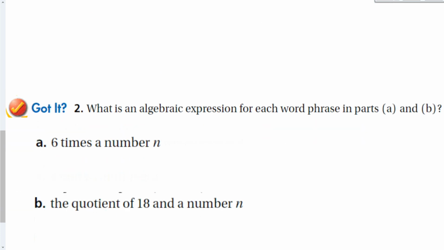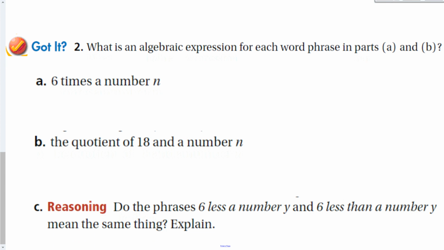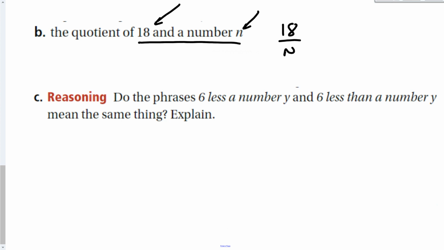A couple different ones down here. So what is the algebraic expression for each word phrase in parts A and B? 6 times the number n, going to be 6n. The quotient of 18 and the number n. Now this one is slightly different than the one before because now we're going to put 18 on top. So you have to be careful when we're dealing with quotients, that's the first thing, that's the second thing. And that's something that we can look at right here in the third one, in the reasoning part.